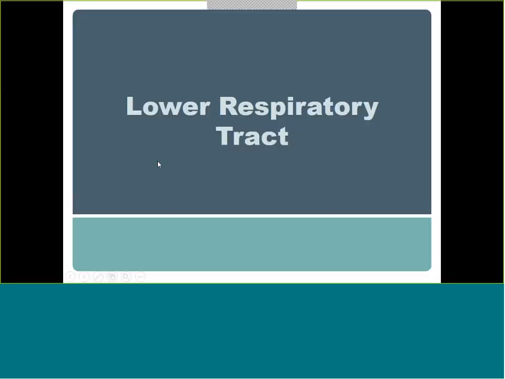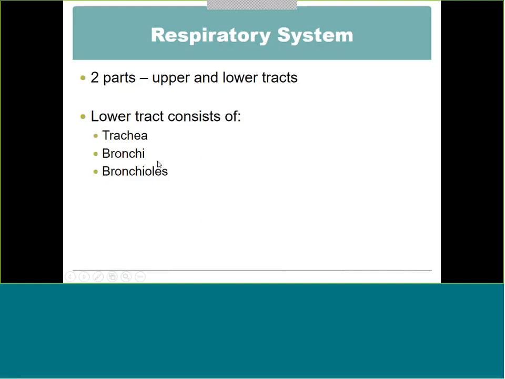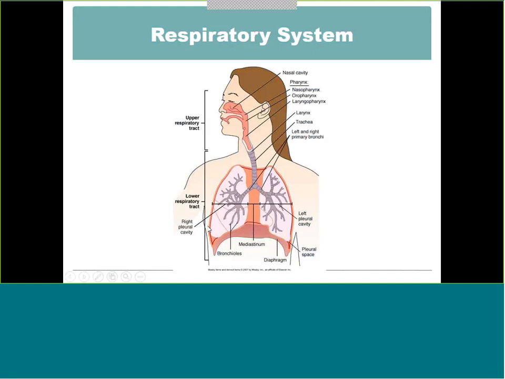All right, so beginning with the lower respiratory tract, just a quick review. Respiratory system in general will consist of the upper and lower parts. The lower tract that we're going to discuss first is going to be including your trachea, your bronchi, and your bronchioles. So there is a quick diagram of where they kind of separate between the upper and the lower respiratory tract. So essentially the lungs in the lower, the upper is more your throat, your nasal cavity, your nasopharynx, that kind of thing.